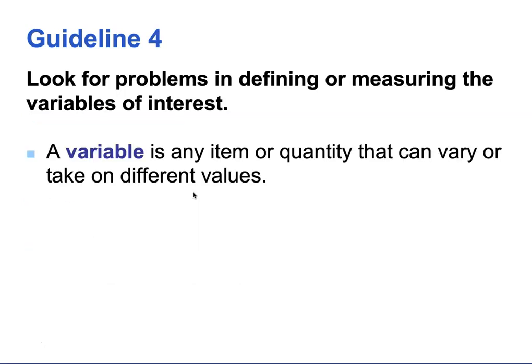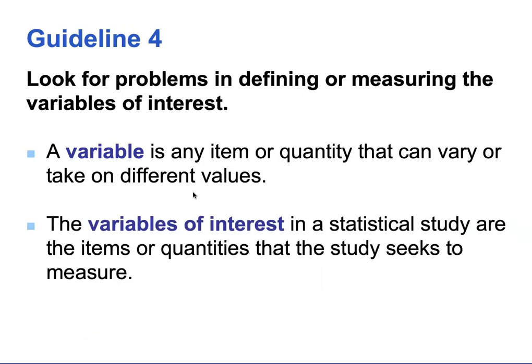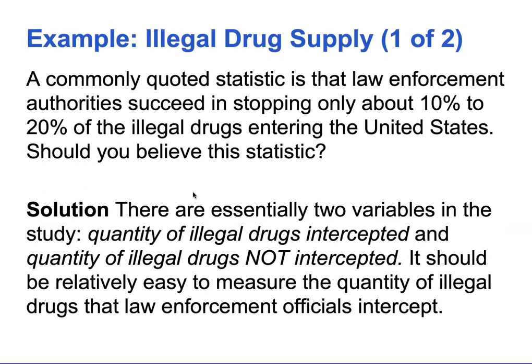Guideline 4 is look for problems in defining or measuring the variables of interest. A variable is any item or quantity that can vary or take on different values. The variables of interest in a statistical study are the items or quantities that the study seeks to measure. Remember, this is what your goal is in your study. They're the variables of interest.